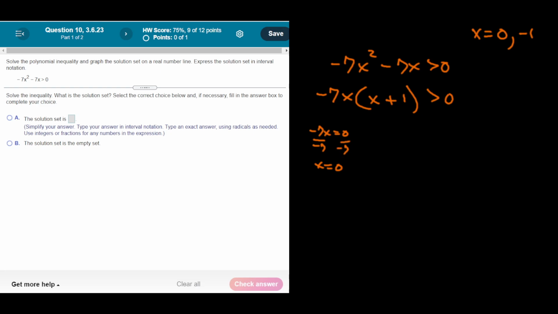Okay, so let's go ahead and make our fancy number line. We have 0 and -1. The -1 will be here, and the 0 will be somewhere here, right? So let's go ahead and do our test points. Give me something between -1 and 0. That would be -0.5.